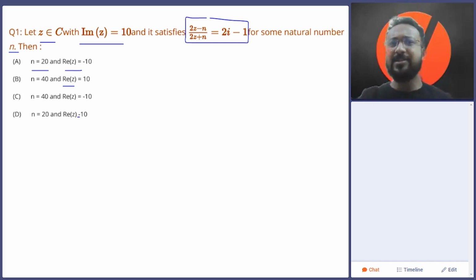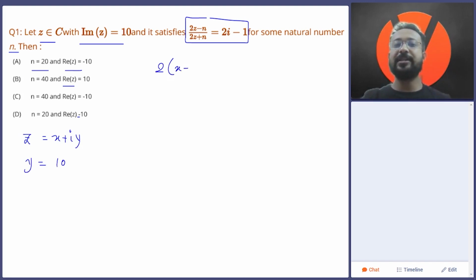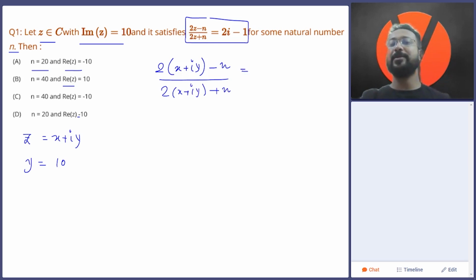Now the imaginary part of Z is given, and they're saying there is a complex number, so we'll take the algebraic form. Very simple. Z equal to x plus iy means y should be 10. Correct? And now we're going to use this condition directly: twice of (x plus iy) minus n, whole divided by twice of (x plus iy) plus n, is equal to 2i minus 1.